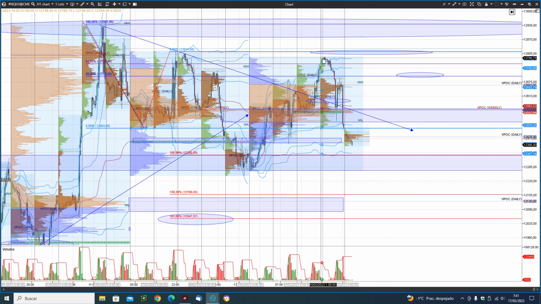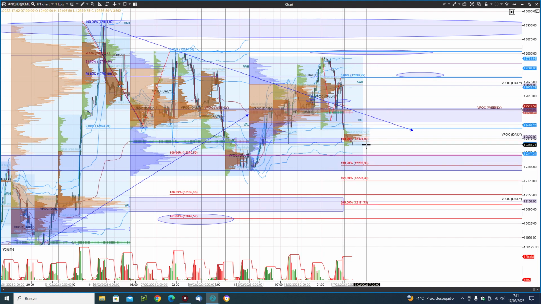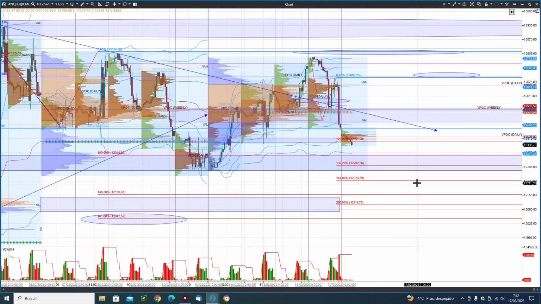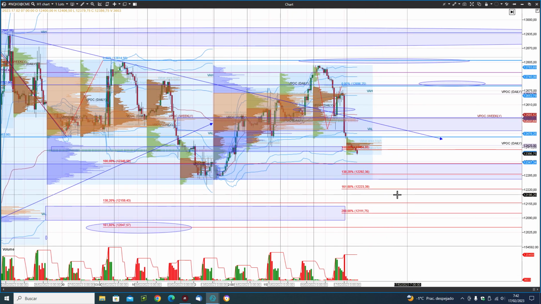Let's see that perhaps here we have this structure. We are on the 100%, so it's a zone of decision. Next step, 138% and 161%. Let's see how the price develops.